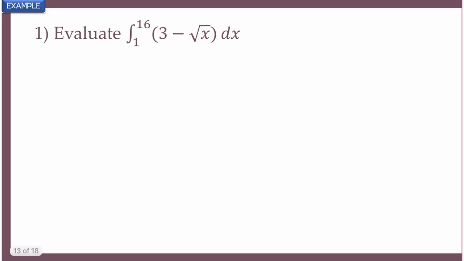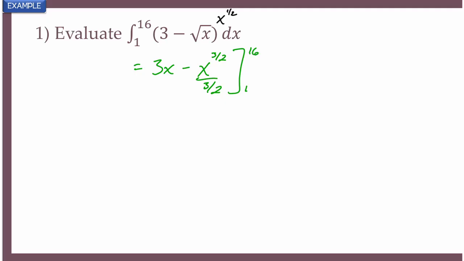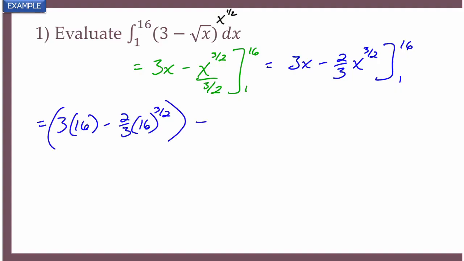So let's practice. Example number 1. We're first going to find the antiderivative. So the antiderivative of 3 would be 3x. And then, of course, remember, this is x to the 1/2 power. So the antiderivative there is going to be x to the 3/2 power divided by 3/2. Close the square bracket, 1 to 16. We can make that a little bit prettier. So that's going to be 3x minus, divided by 3/2, is multiplied by 2/3, x to the 3/2 from 1 to 16. We plug in the upper boundary, plug in the lower boundary, and we'll evaluate those and subtract.